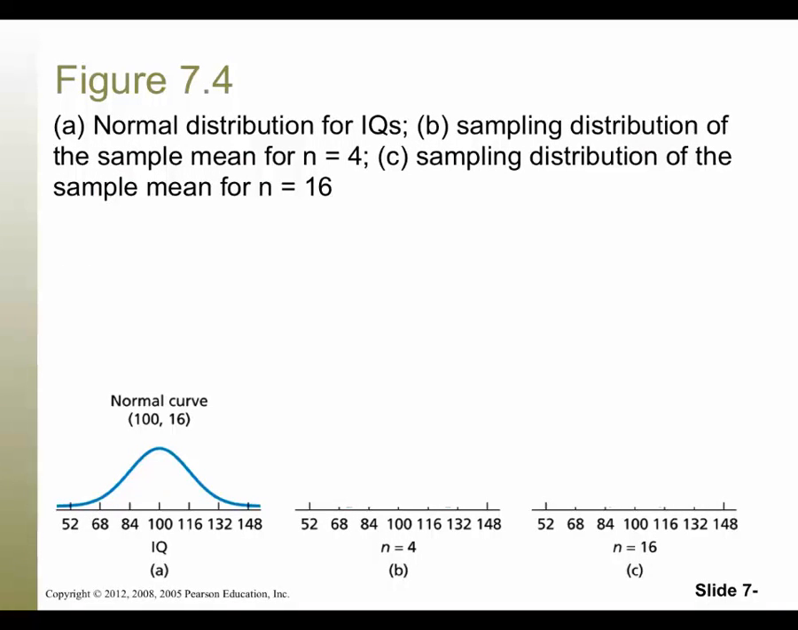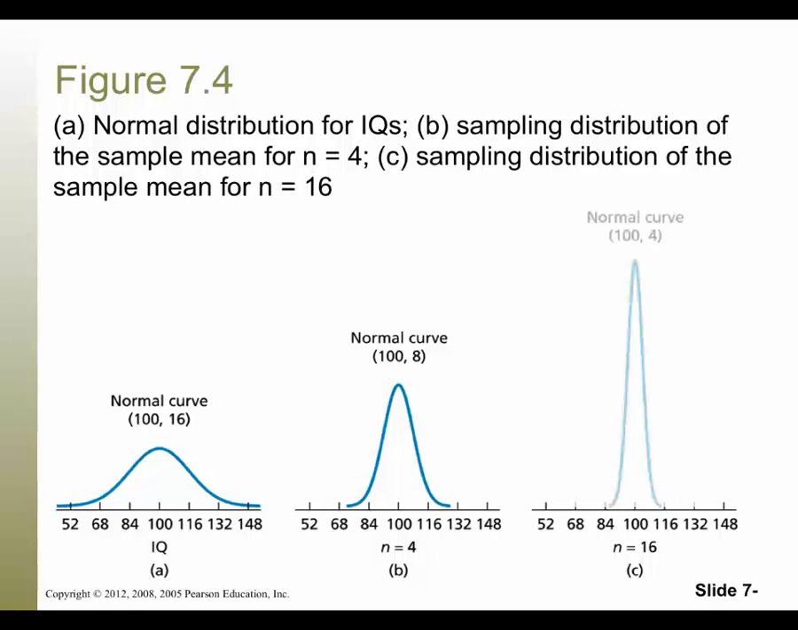Okay, so again, this is showing that with larger samples. This is the actual population distribution. This is samples of size 4, the distribution of means of samples of size 4. This is the distribution of means of samples of size 16. So you see that principle again here visually, right? With larger sample size, you get a smaller standard deviation.